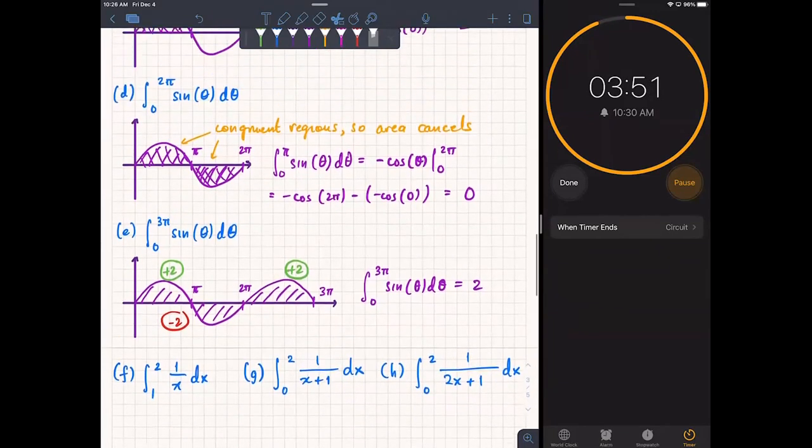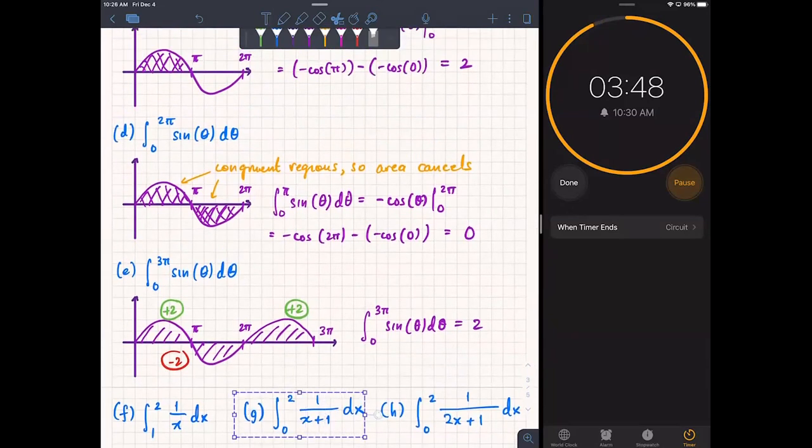F is that absolute power thing, right? I don't know, something with ln maybe?